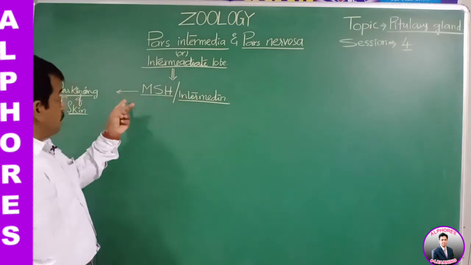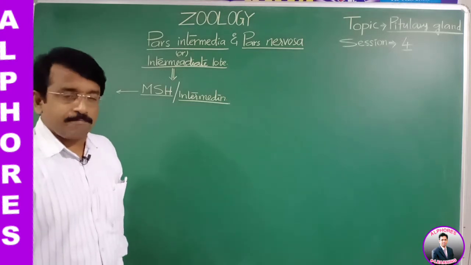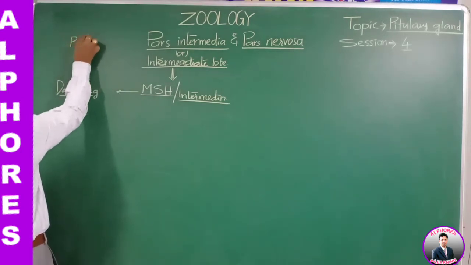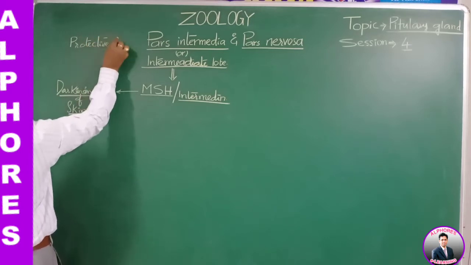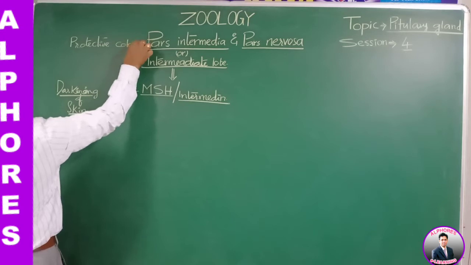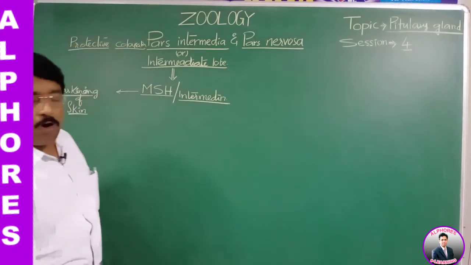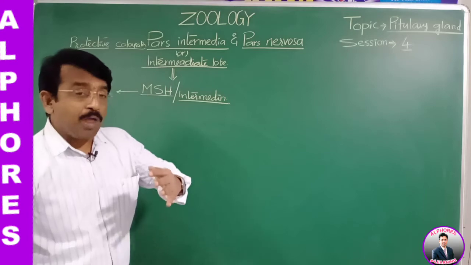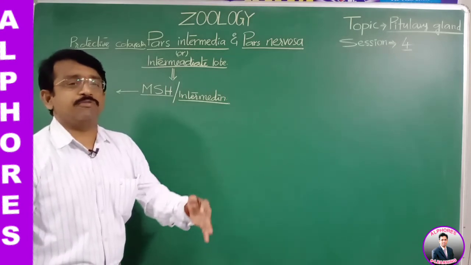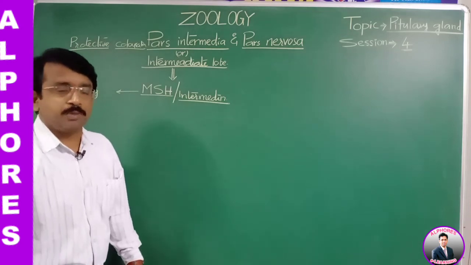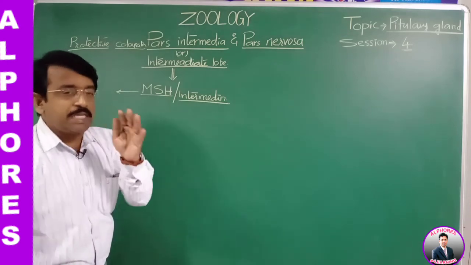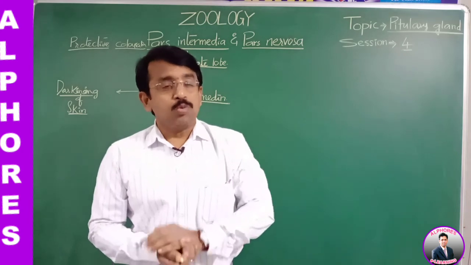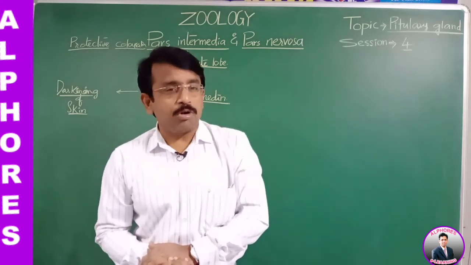Because of the MSH itself, amphibians do exhibit protective coloration. We know very well that camouflage is exhibited by the frog, that is, it is capable of changing its color according to the environment, which is influenced by the melanocyte stimulating hormone. So this is how it spreads the pigmented cells, thereby the darkening of the skin takes place, which is well developed in the lower vertebrates called amphibians.